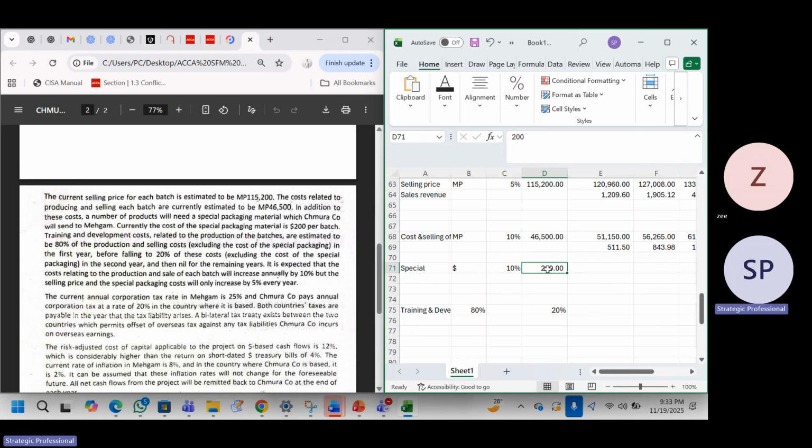So they said it's 5% too. Can you see it? Look at that last paragraph. It is expected that the cost relating to production and sales of each batch will increase by 10%, but the selling price and special packaging costs will only increase by 5%. Can you see it? Yes, 5%. So we're going to grow this guy by 5%.